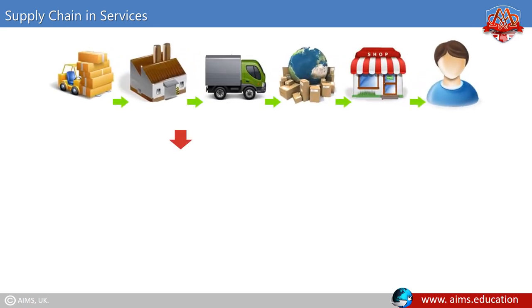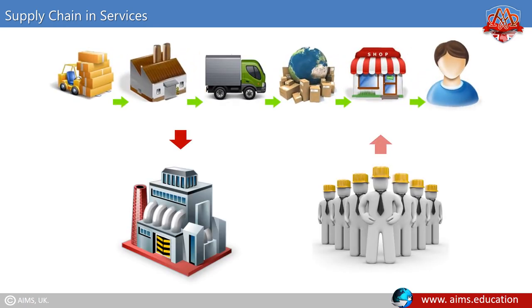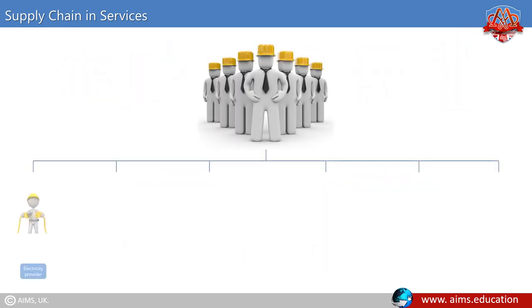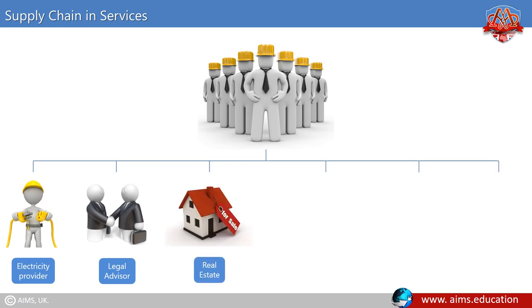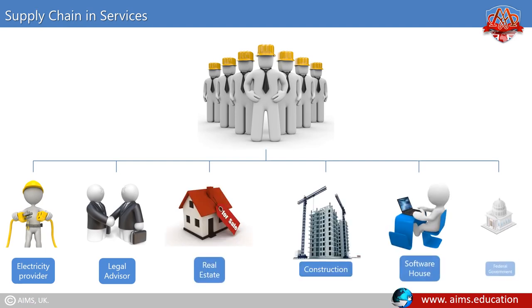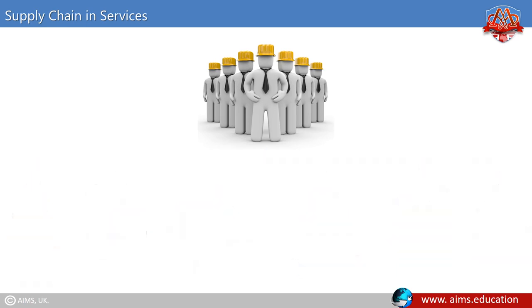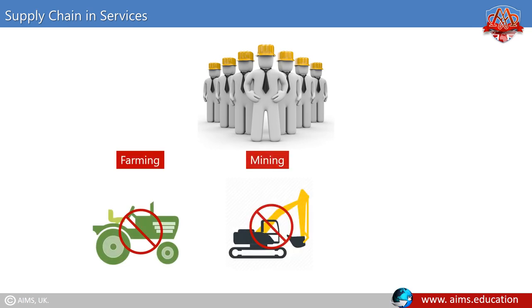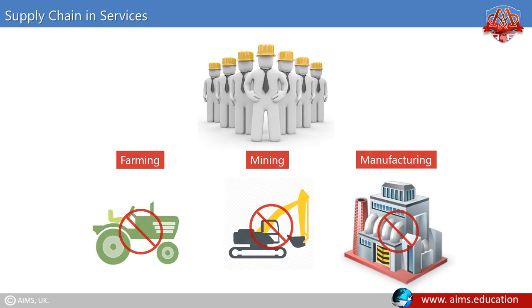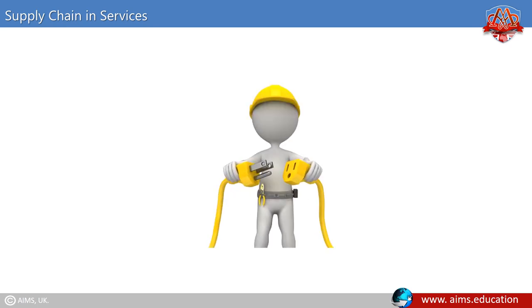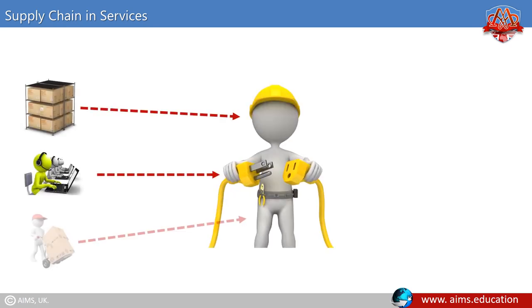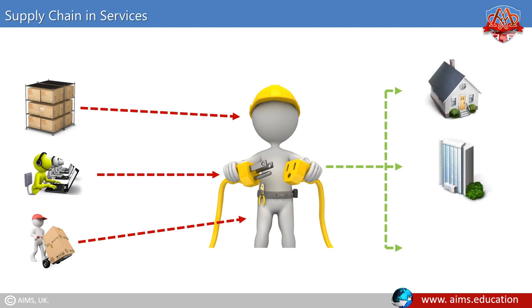Supply chain in services. Initially, the supply chain model was developed for manufacturing, but service industry has supply chains too. A few examples of services industries are electricity provider, legal advisor, real estate, construction, software house, and even federal government. In its broadest sense, service industries include all organizations except farming, mining, and manufacturing. Below exhibit illustrates the supply chain of an electric utility. It receives products, services, and supplies, and dispenses its services to home customers, commercial customers, and to other utilities.